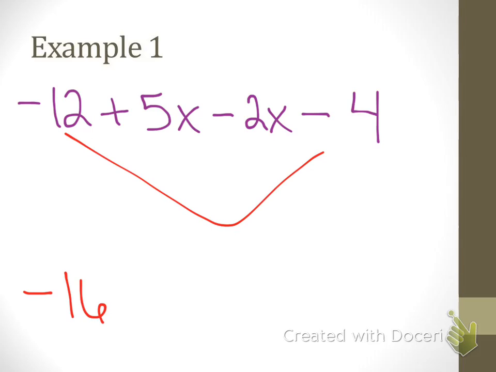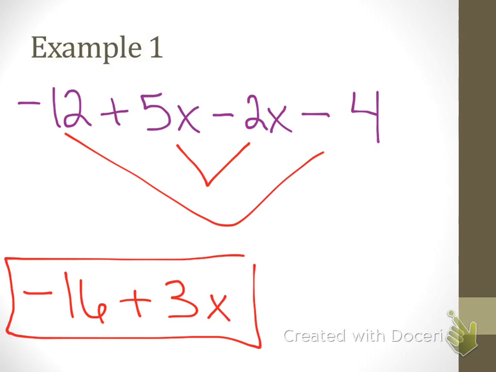Now, what's another set of like terms? Sebastian? 5x and 2x. Okay, negative 2x, very good. And what would that combine to be? 5x minus 2x. Not negative 3x. 3x. Very good. Positive 3x because the 5x is bigger and 5x is positive. So negative 16 plus 3x would be the answer.